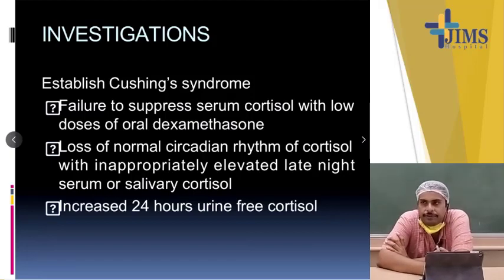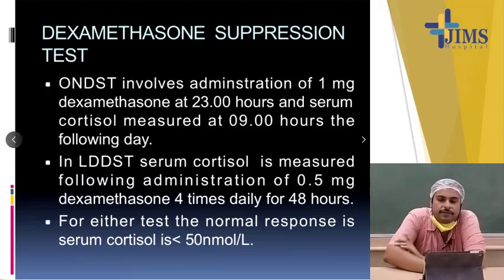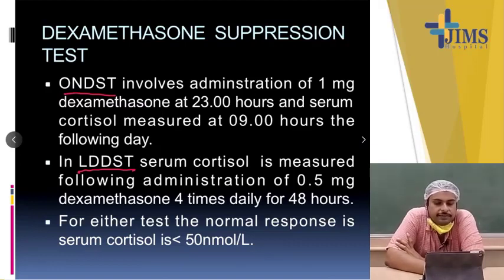Now the most important, also very important for you to come as a short note, is the dexamethasone suppression test. ONDST, what does it mean? Overnight dexamethasone suppression test. It involves administration of 1 milligram of dexamethasone at 23 hours, and serum cortisol should be measured at 9 hours the following day. In low dose dexamethasone suppression test, that is LDDST, the serum cortisol is measured following administration of 0.5 milligram dexamethasone 4 times daily for 48 hours. For either test, that is ONDST and LDDST, the normal response is serum cortisol less than 50 nanomoles per liter. This is important.